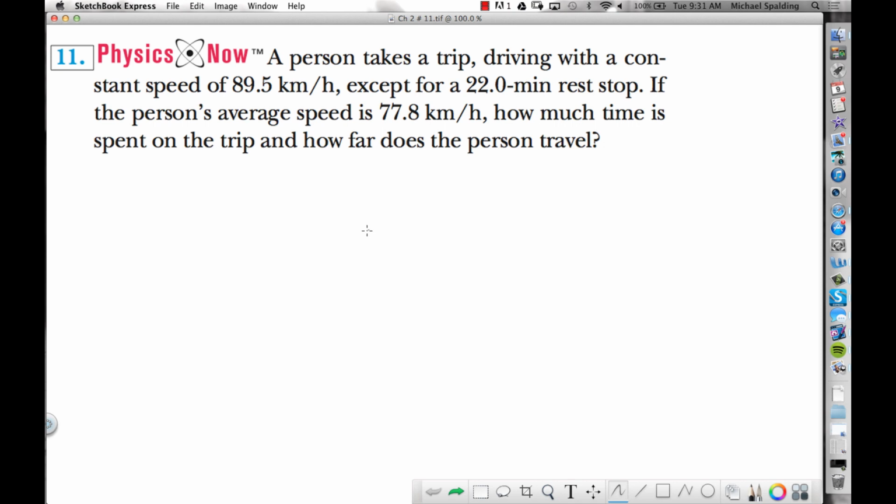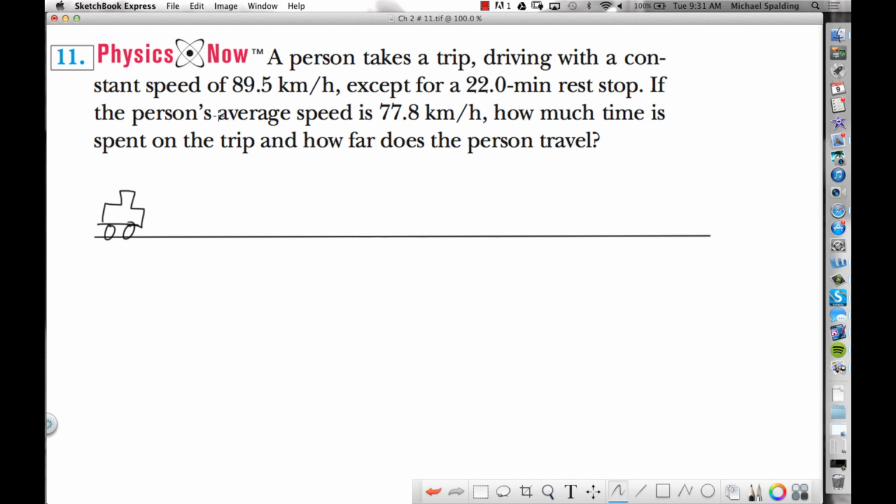Number 11 is the Chapter 2 homework set. So the first thing you want to do is set up a diagram for the problem. This problem is about a person taking a trip in a car. Draw just a, it doesn't have to be a pretty diagram. So this car is on a journey and we're given two different speeds.